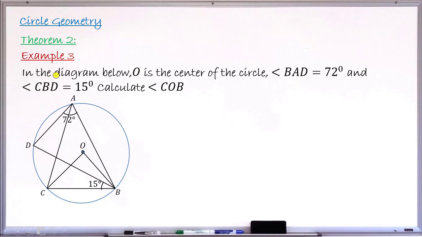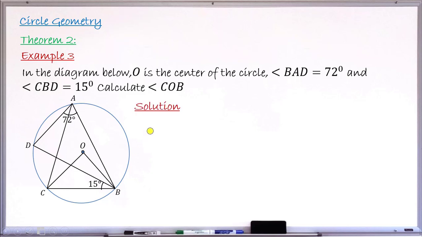Example number 3 says in the diagram below, O is the center of the circle. Look at the center O. And the angle BAD, look at the angle BAD, 72 degrees is marked in the drawing. And the angle CBD, look at it, 15 degrees is also marked in the drawing. The question asked here is to find the size of the angle COB. COB is the angle at the center that you need to find.